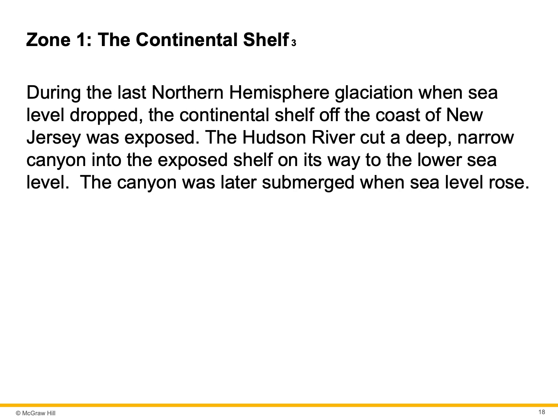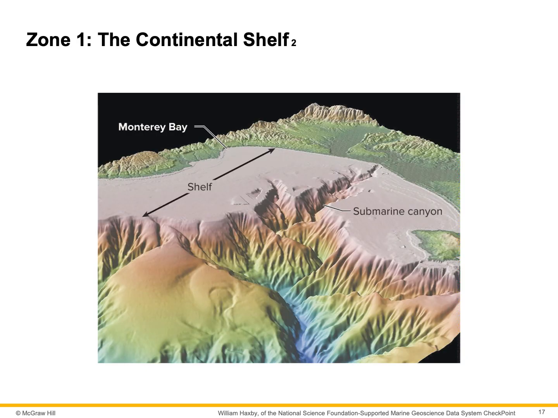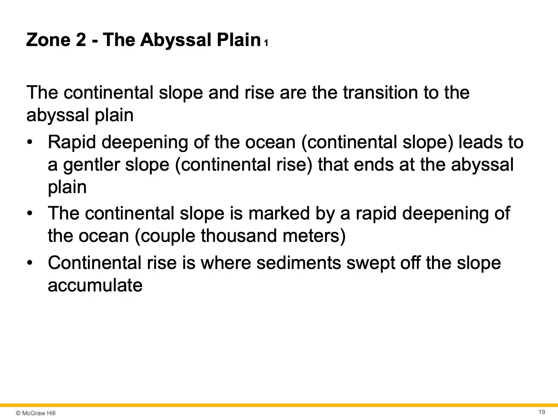The Hudson River cut a deep, narrow canyon into the exposed shelf on its way to the lower sea level. The canyon was later submerged when the sea level rose. The Monterey Submarine Canyon was cut into the shelf by a river flowing during the interval of lower sea level associated with the last time much of North America was covered with ice.